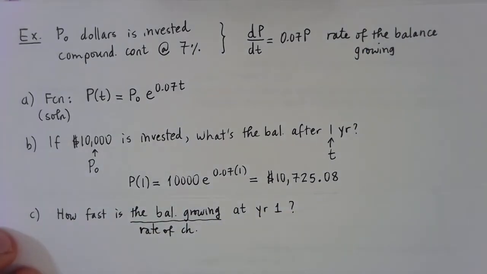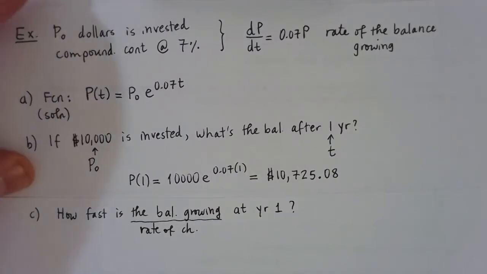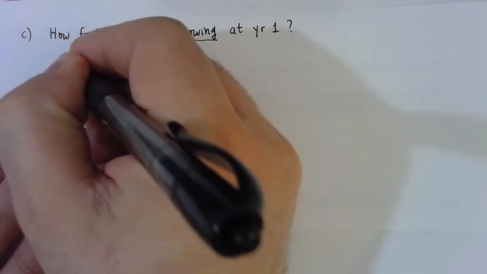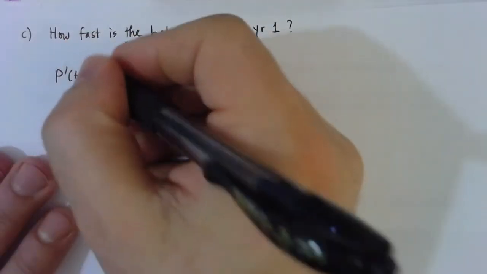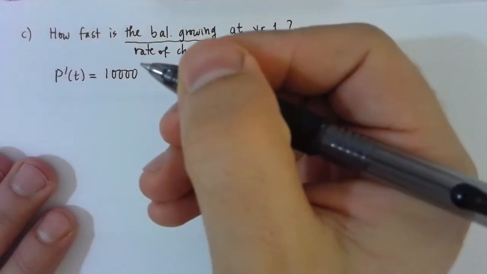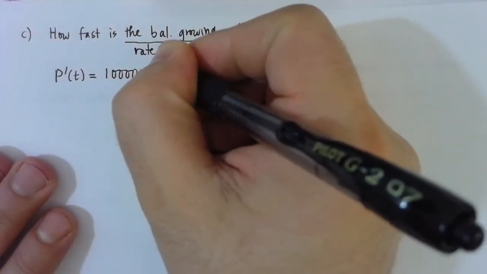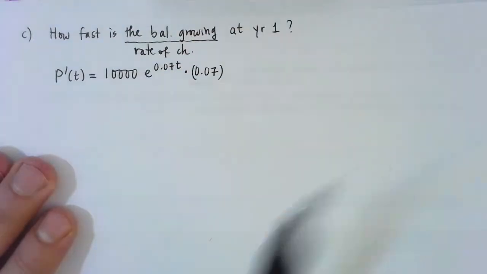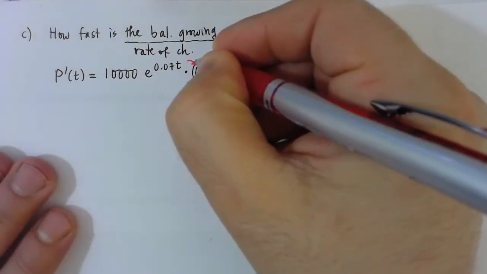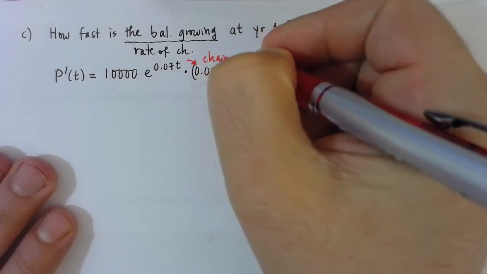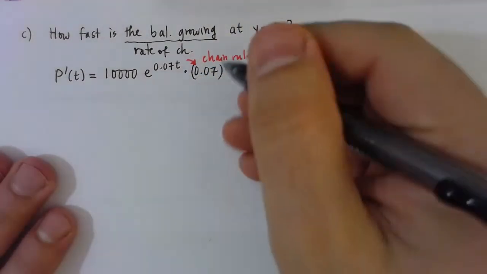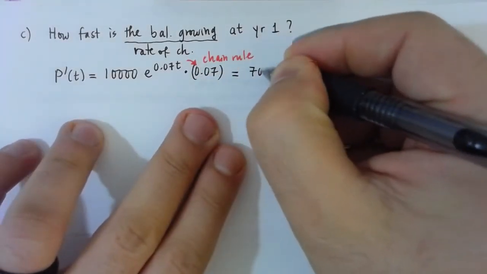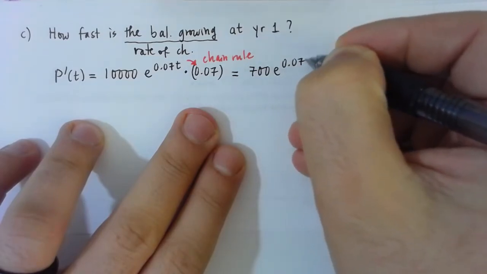So in this case, what you will do is you will find the derivative of the function. So we have p prime of t. That's going to be, we keep that 10,000, that's the initial value, and e to the power 0.07 times t multiplied by 0.07. So that's what we get from the chain rule. See, here we got this because of the chain rule. So in this case, if you just multiply those two numbers, it's going to be 700 e to the power 0.07 times t.